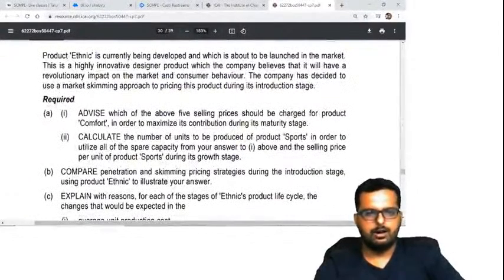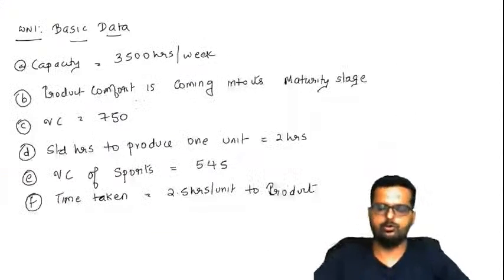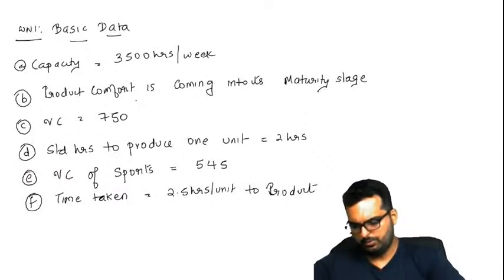Ethnic is being developed in the market and it is highly innovative, and so on. It's something new now. So we basically have two products over here. Can you write down this basic data in your books now, all of you?